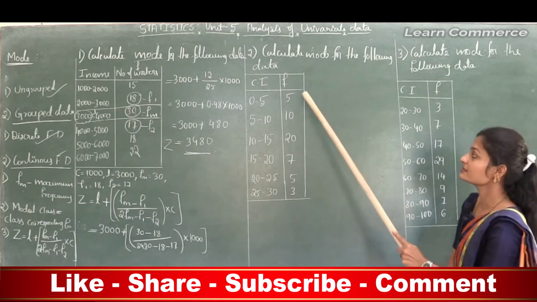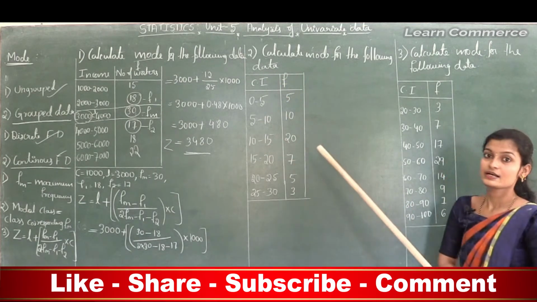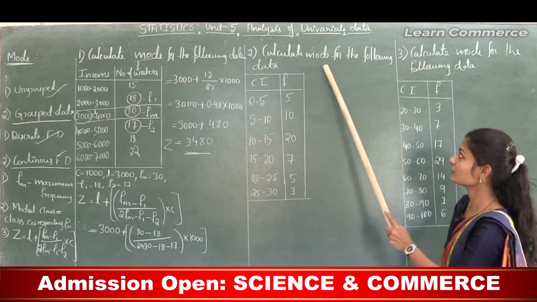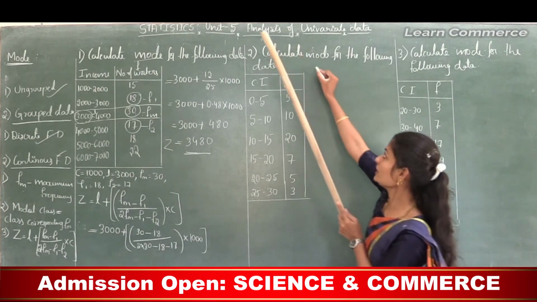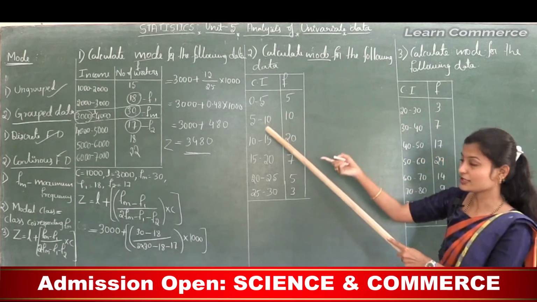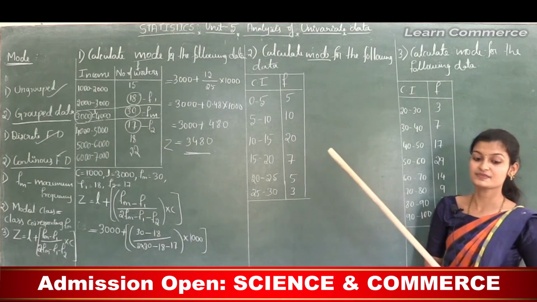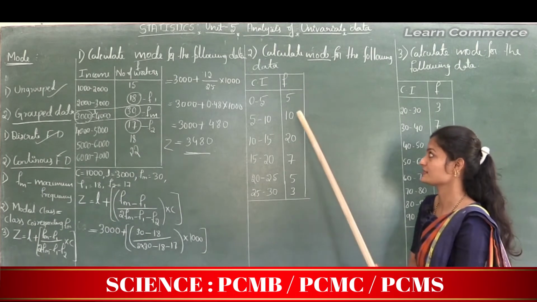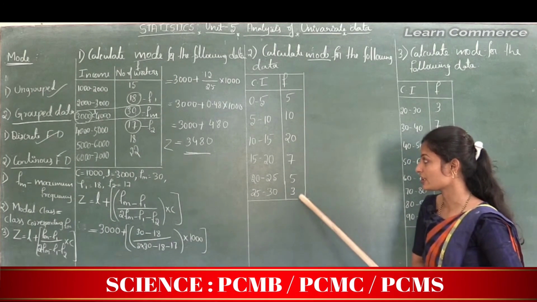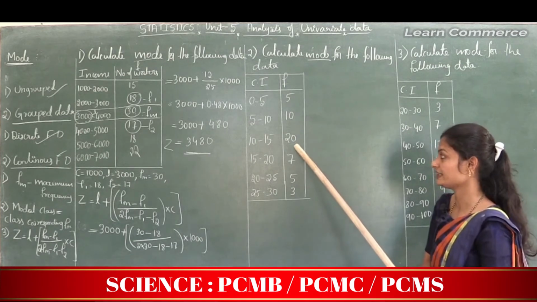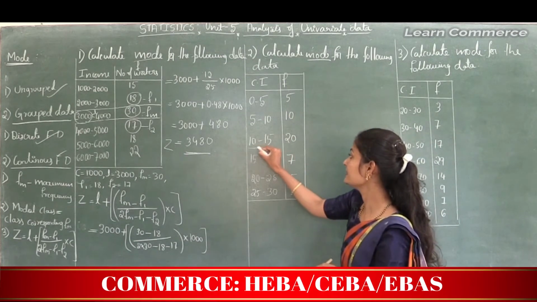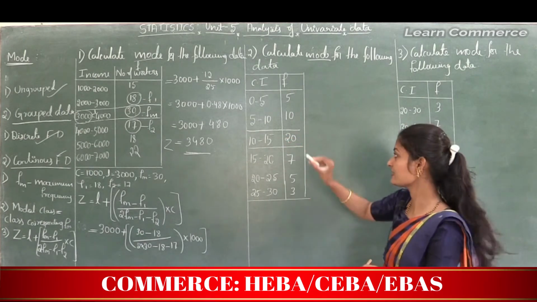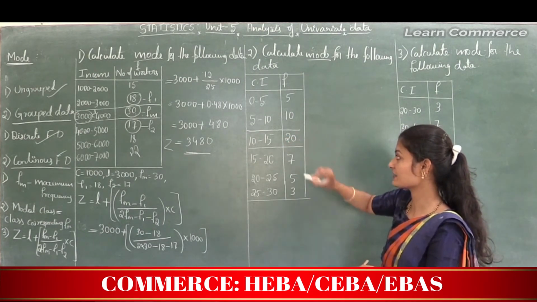So see, this given frequency distribution is a continuous frequency distribution, and here we need to calculate the mode. To calculate the mode in case of a continuous frequency distribution, there are some steps. In that, the first step is we need to find the maximum frequency. So in this frequency column, the maximum frequency is 20. So this is the model class, and here the maximum or highest frequency is 20.